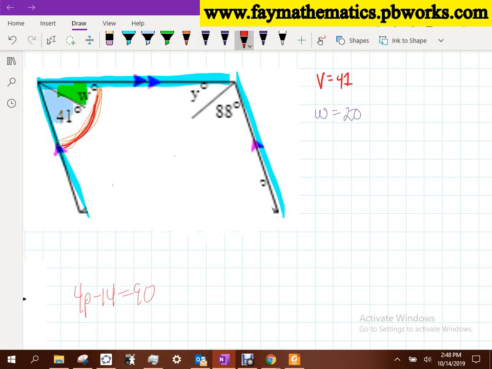That's 41. I'm going to add W to it. How do I get that red angle? What would be an expression for that red angle? 41 plus W. Does that make sense, everybody? Okay. We've got the angle addition occurring here to get that red angle. How do I get that angle? 88 plus Y or Y plus 88, right?